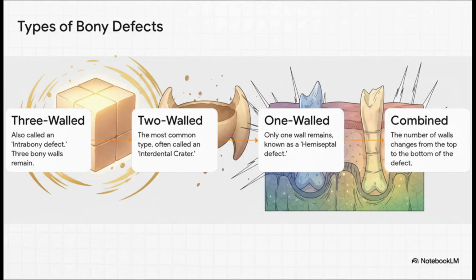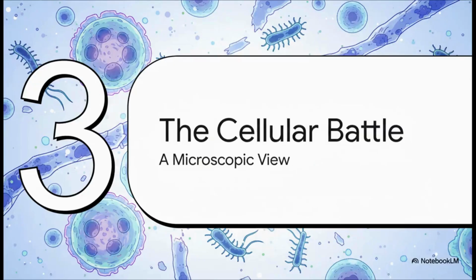And sometimes you get a weird mix where the shape of the defect actually changes as you go deeper. But how do we get from healthy bone to these really destructive holes? Well, for that, we need to zoom in, way in, down to the cellular level and witness the battle that kicks this whole thing off.